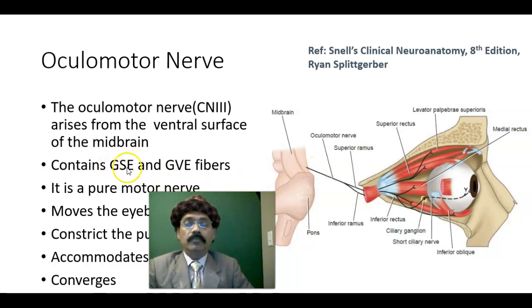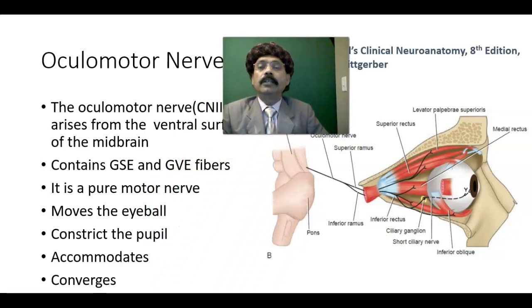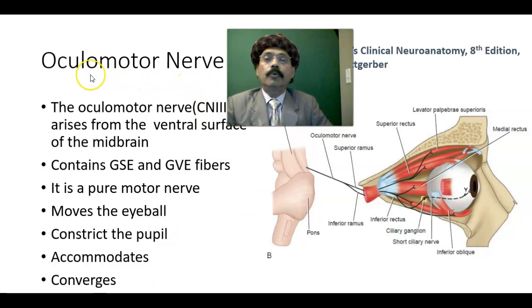It contains general somatic efferent and general visceral efferent fibers. It is a pure motor nerve. It has no sensory contribution. It moves the eyeball. Its name is oculomotor, so it moves the eyeball, and it is important because it supplies a lot of muscles, extraocular muscles, as well as intraocular muscle.